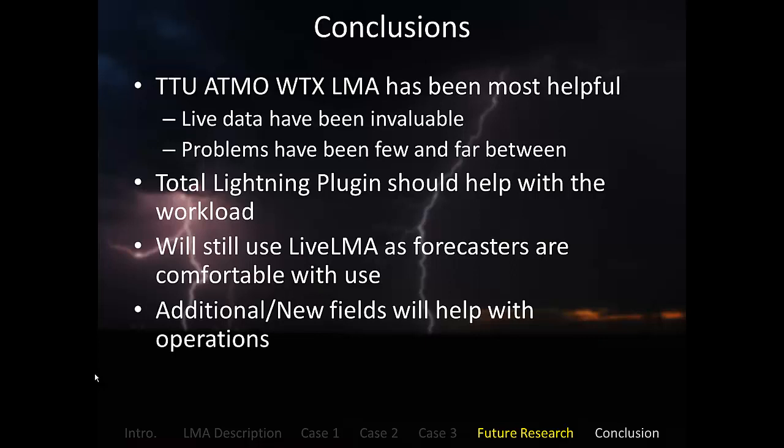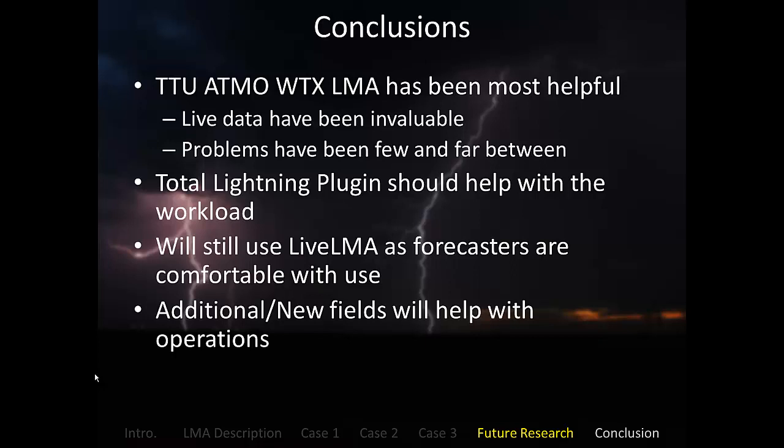So we absolutely love having the LMA data here. It's been most helpful for us, especially seeing the live data in operations. It's been invaluable on several warning cases. We even had a case where our AWIPS-I system went down and we were not able to issue warnings here. We had to go into backup mode, but we were able to still look at the LMA data in real time and call up our backup office and say, hey, we're noticing this in the lightning data. Could you go ahead and issue a severe thunderstorm warning because it's rapidly intensifying? And it worked out.